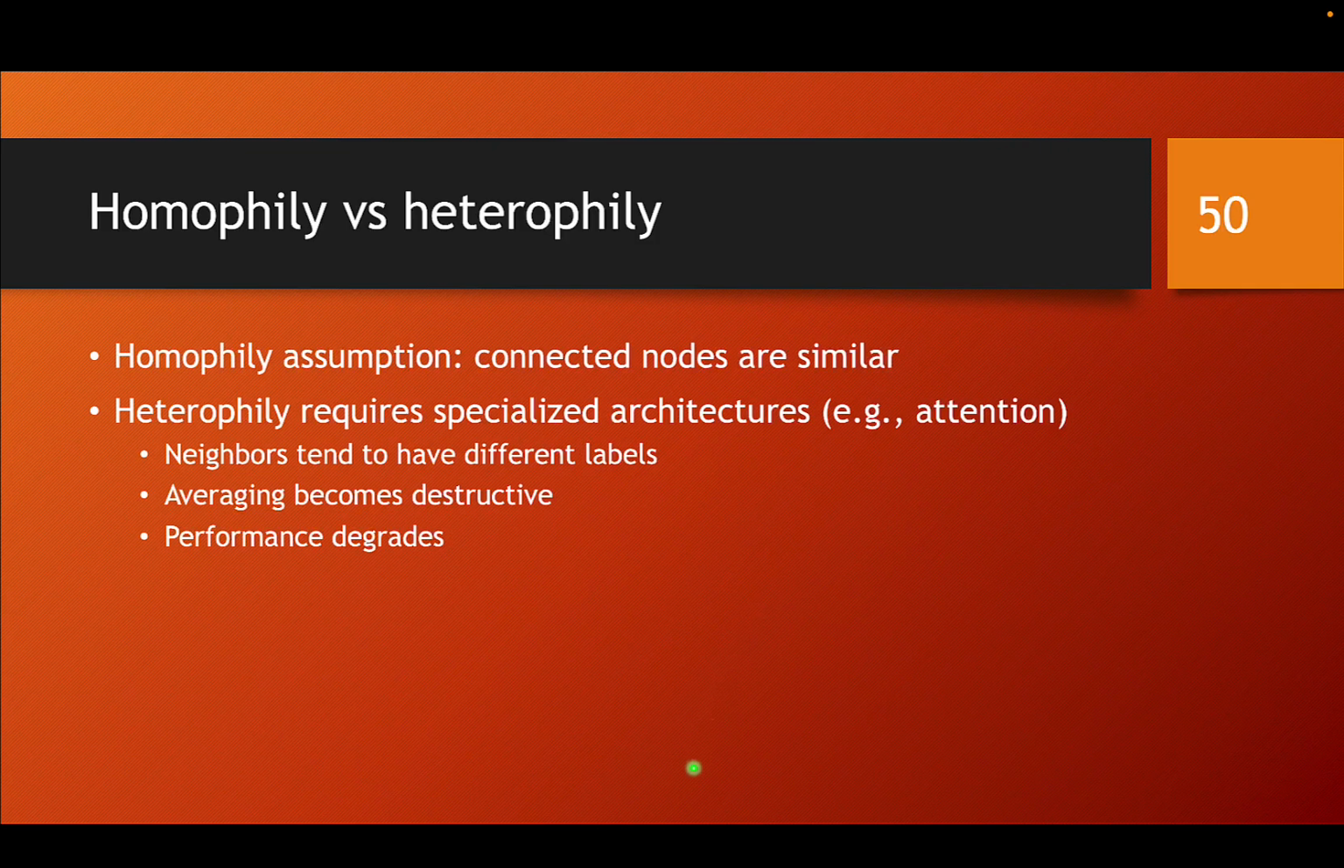Remember also this discussion we've had on homophily and heterophily. The homophily assumption that we have, for example, in GCNs, and to a large extent also in GraphSAGE, is that connecting nodes are similar. If you have heterophily, meaning that you fundamentally assume that you have very different neighbors, then heterophily is going to require something else, for example, attention. Neighbors are going to tend to have different labels, and averaging is going to become destructive and performance degrades.